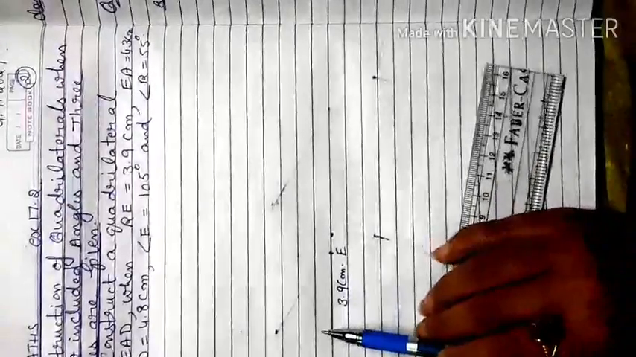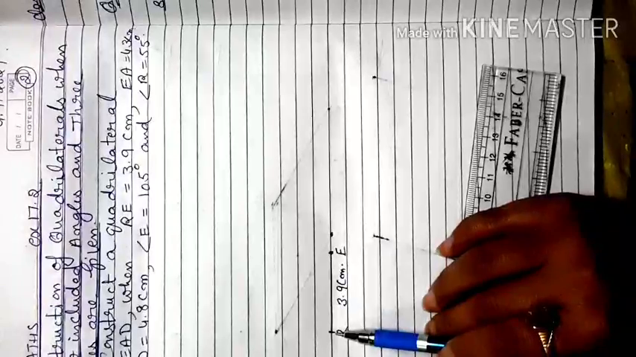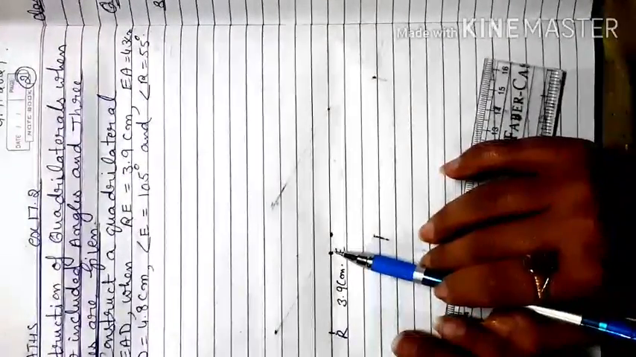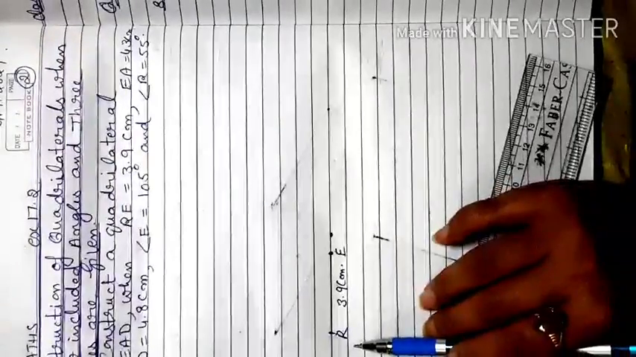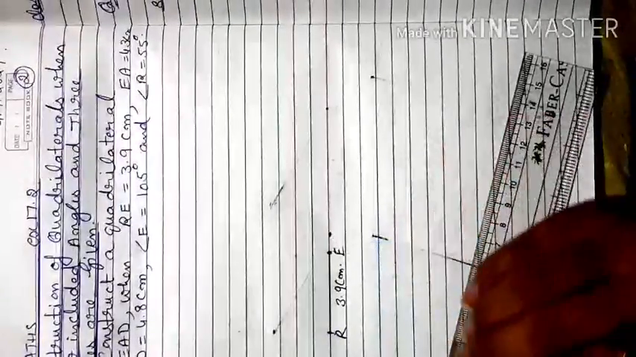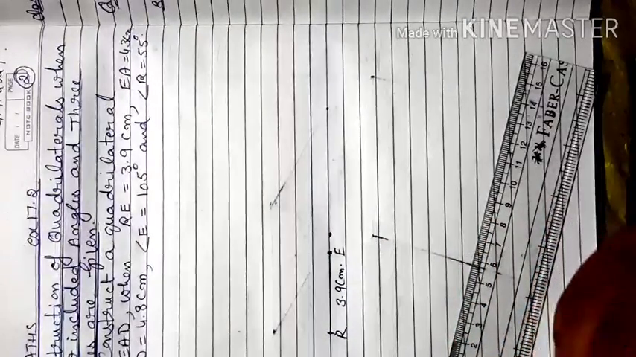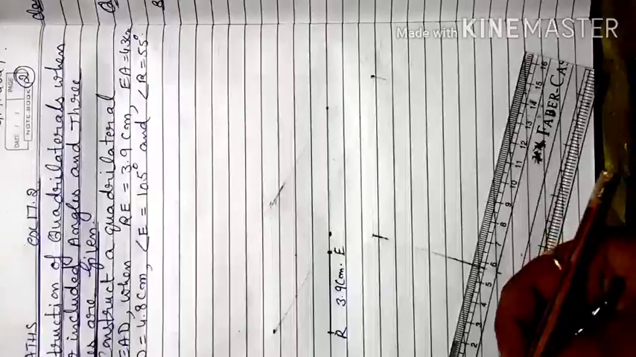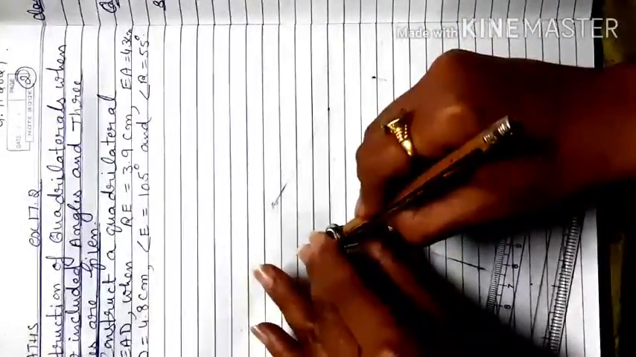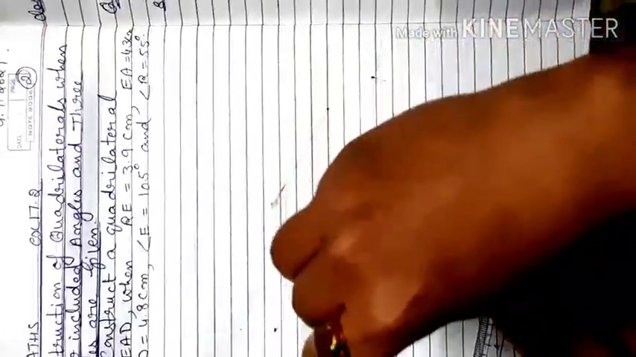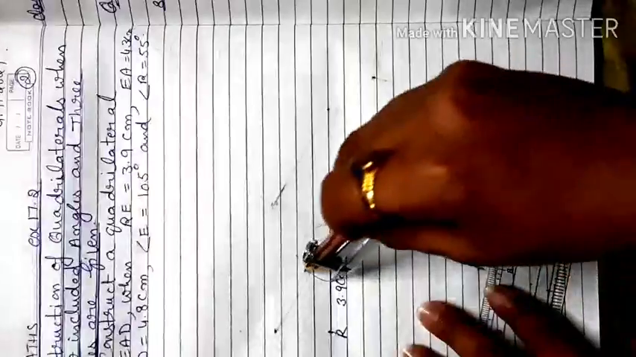Now at angle E, my angle is 105, and here is 55 degree. 105 I can draw with the compass, but 55 degree is not possible, so we can use a protractor to draw 55 degree. First I will draw angle E, that is 105 degree. 105 degree means 15 degree more than 90 degree. So first I will draw 90 degree here. This way I will draw the 90 degree.